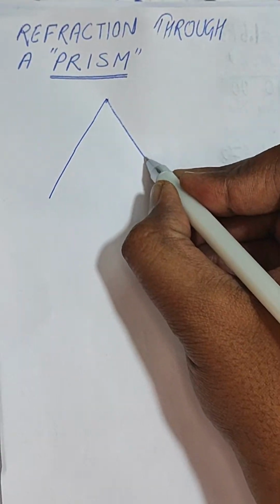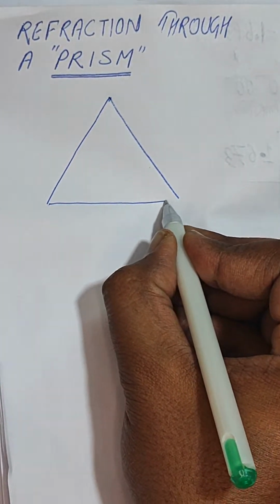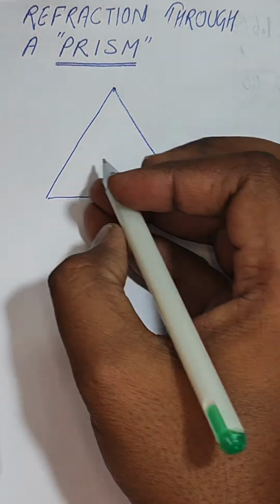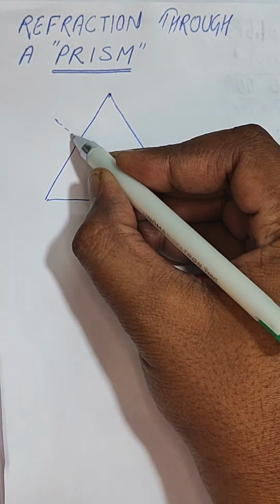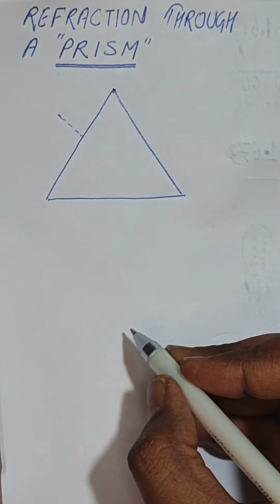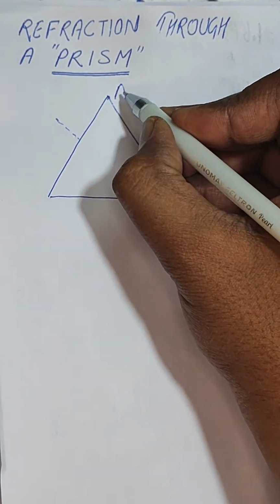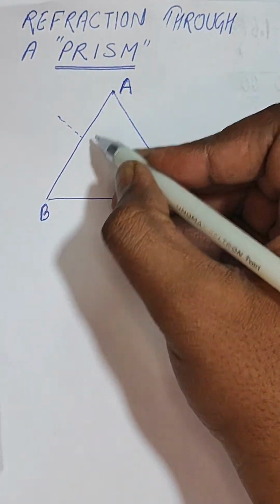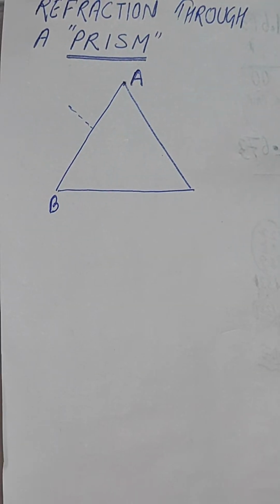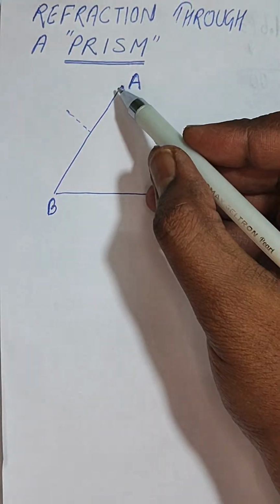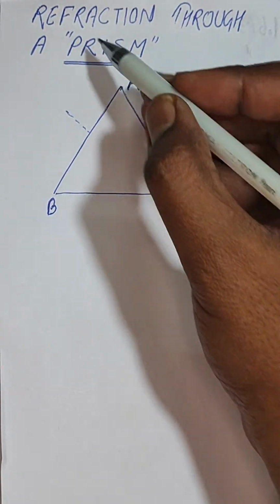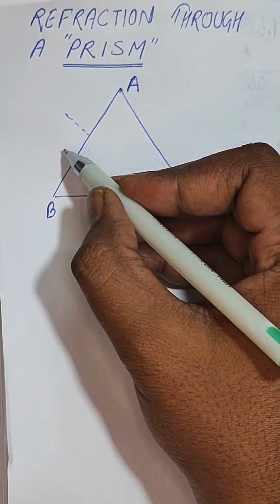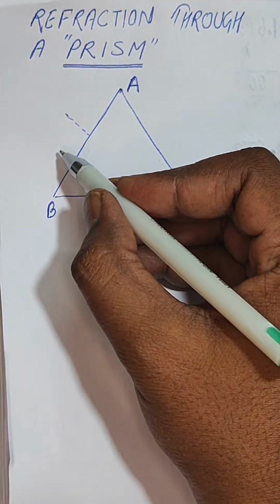If you see the glass prism, it will look like this, and it is triangular in shape. So if there is an incident ray, and this will be the normal to the surface, let us say AB. This is the surface through which refraction happens, because the medium is changed. Here the medium is air, and here it is glass.